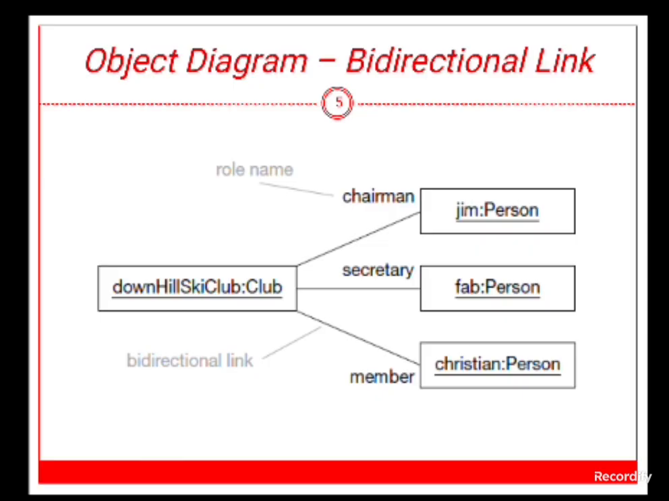So bidirectional link. This diagram shows a bidirectional link. Here both objects know about each other and can communicate in both directions. This is represented by a simple line without arrowheads in UML.